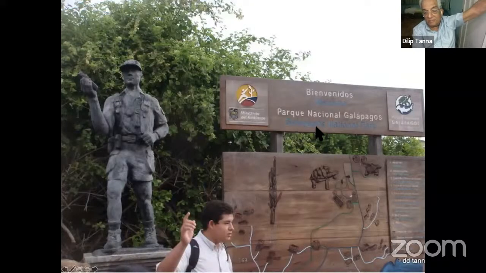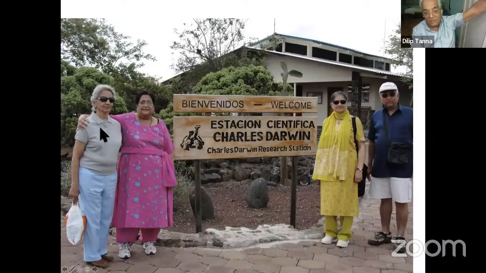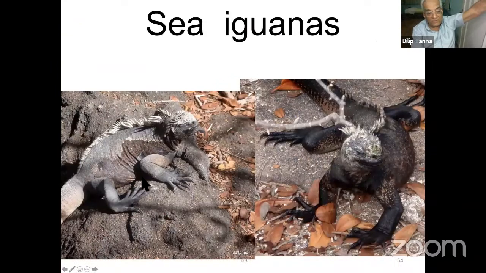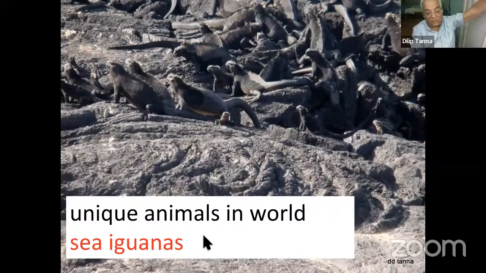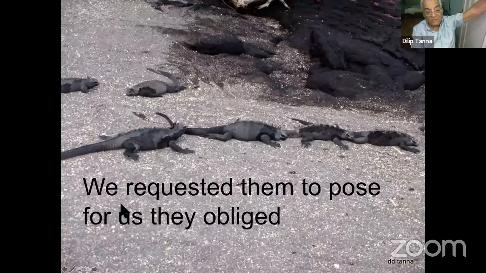And here it is, a national park which is named after Charles Darwin. And here it is, Charles Darwin. These are all of us who are here. These are sea iguanas. Again, these are different iguanas, and you can see how small they are. Unique animals in the world, sea iguanas. We requested them to pose for us and they obliged into this line. They all put themselves into this line.